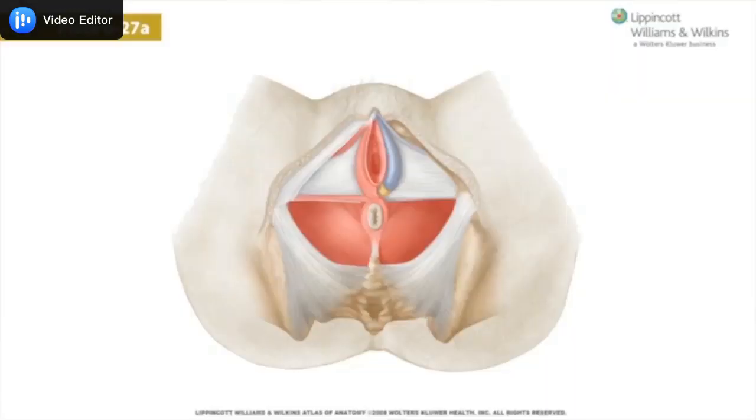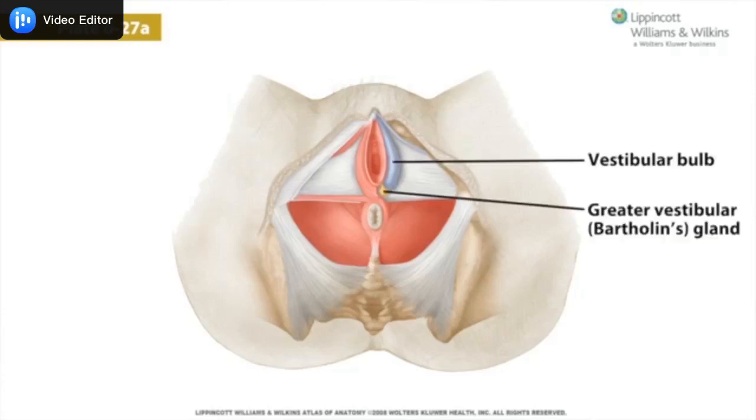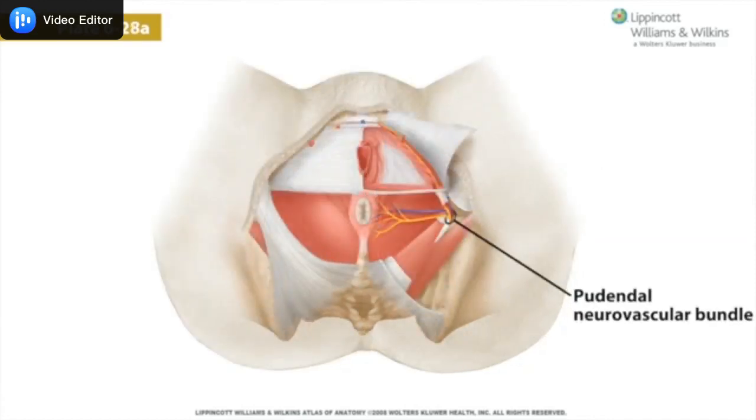In the female, the association of the vestibular bulbs with the urethra and the clitoris is controversial, so the function of the bulbospongiosus muscle is still a matter of discussion. At the posterior end of the bulb of the vestibule is the greater vestibular gland, or Bartholin's gland, which secretes lubricating mucus through a duct to the vestibule of the vagina in response to parasympathetic innervation during sexual arousal. This gland is partially covered by the bulbospongiosus muscle. The pudendal neurovascular bundle gives off several branches as it passes through the superficial perineal pouch.